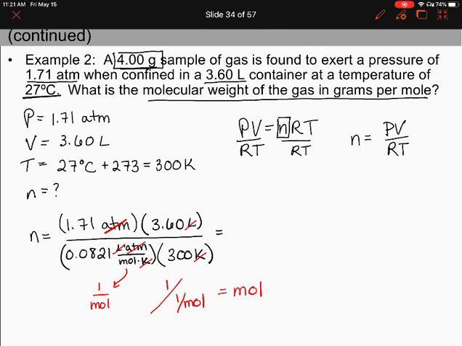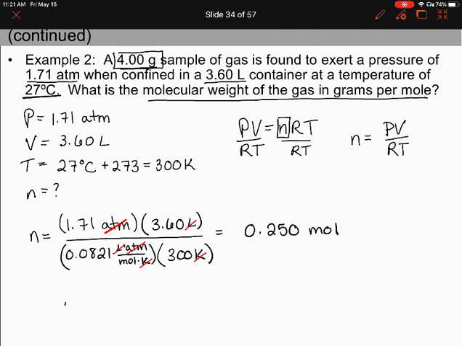Okay, so when we plug this into our calculator, we're going to multiply 1.71 by 3.6, and then we'll divide that whole thing by 0.0821 times 300. So the value we should end up with is 0.250 moles of gas. But remember, we're trying to find the molecular weight of this gas. And I'm just going to make some room down here for the last step.